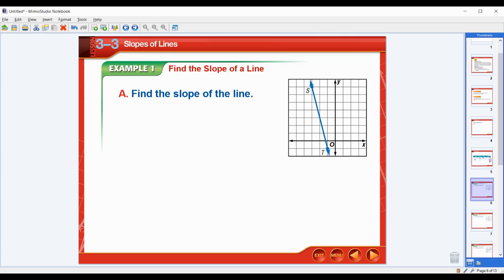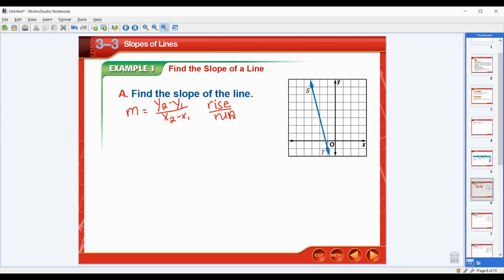The first example is we have to find the slope of the line. There's a certain formula that we are going to use to find the slope of the line, and that formula is m. M is the letter we use for slope, and it is equal to y2 minus y1 over x2 minus x1. You can think of this as rise over run. I know rise sounds like y, so that's how I always remember the y goes on top, because we have our rise over our run, and y sounds like rise. Those two words rhyme.